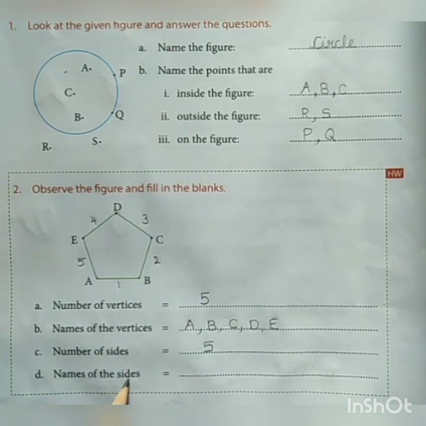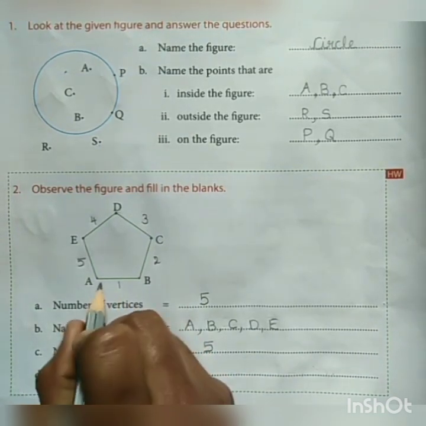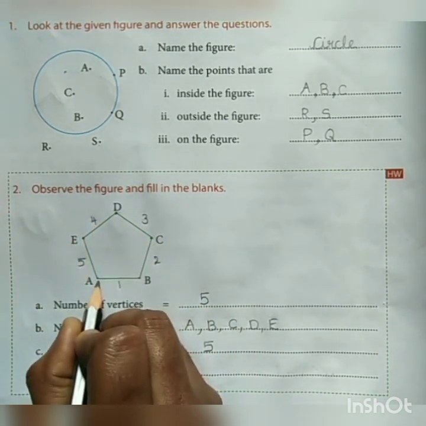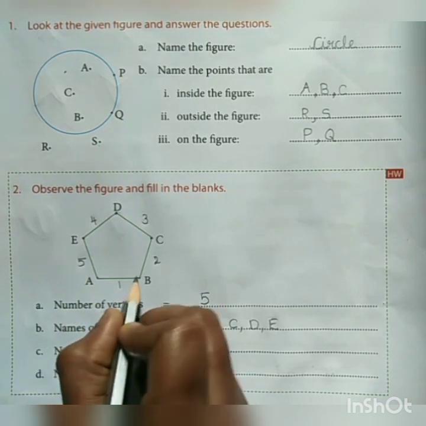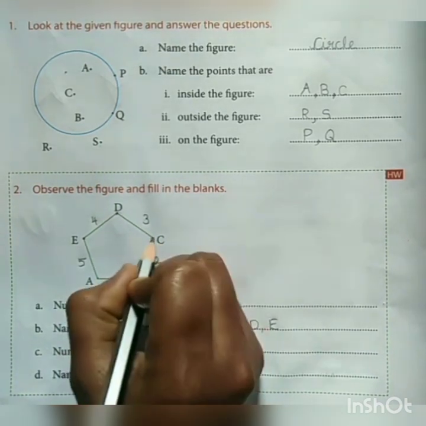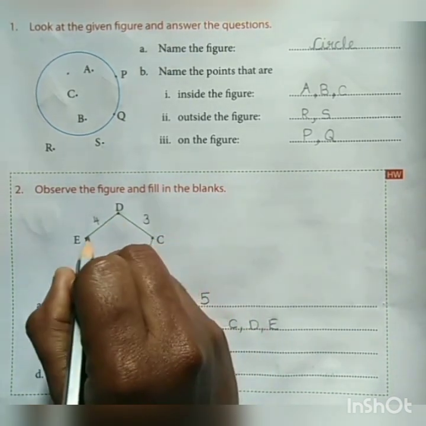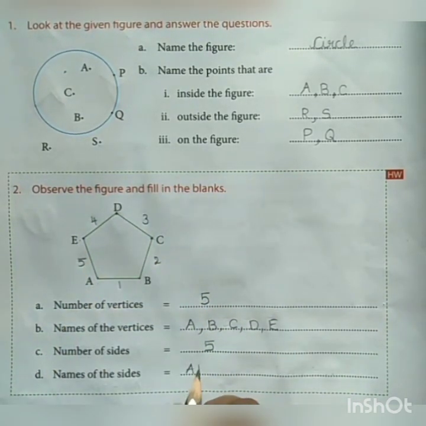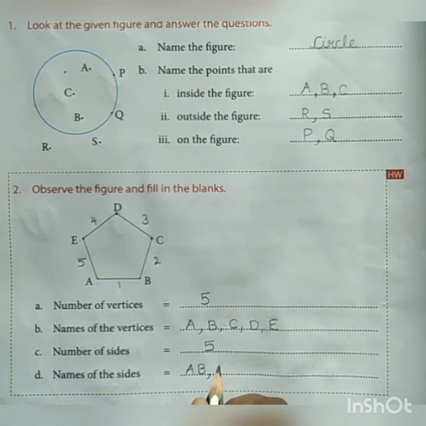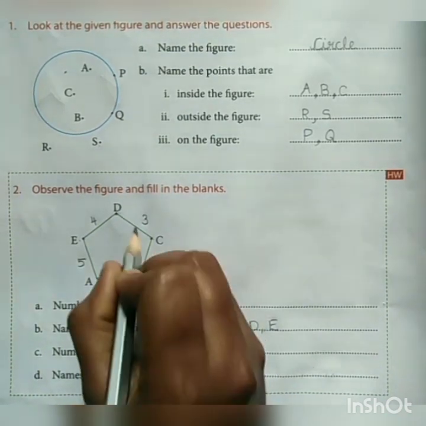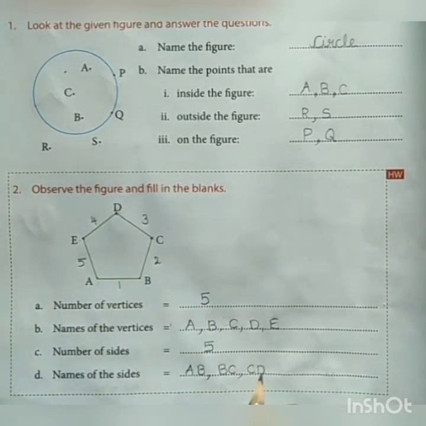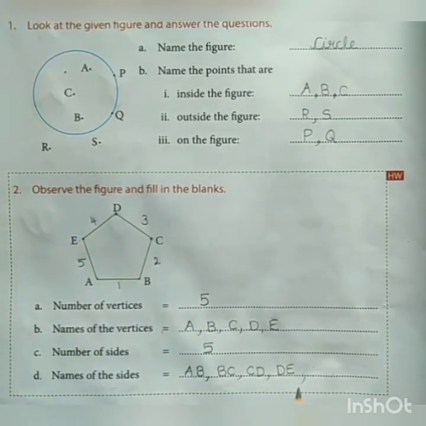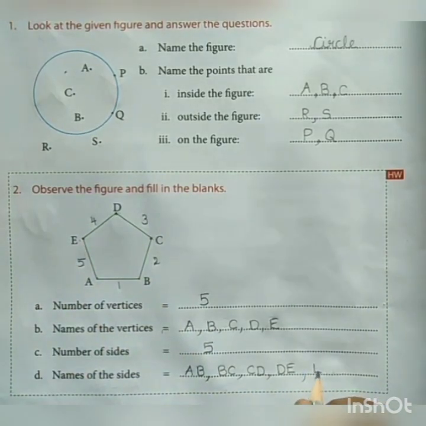Next question is names of the sides. Now we should write the names of these 5 sides. The names are AB, comma BC, comma CD, comma DE and EA. So we can write AB, comma BC, comma CD, comma DE, comma and EA.